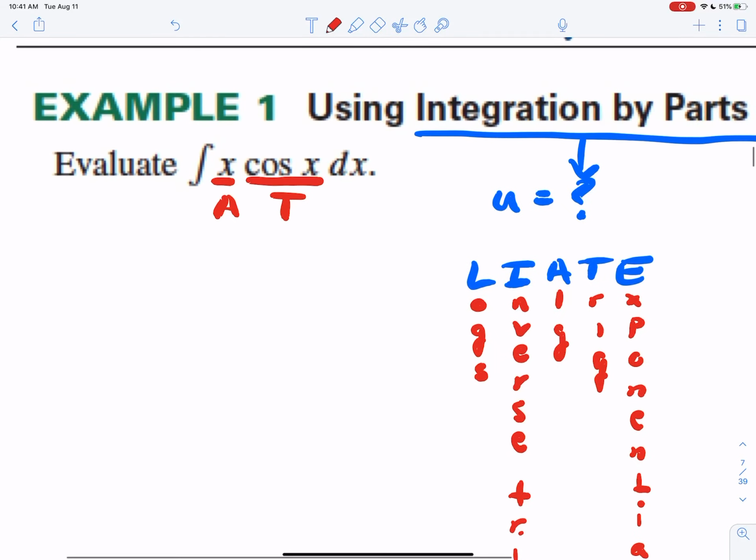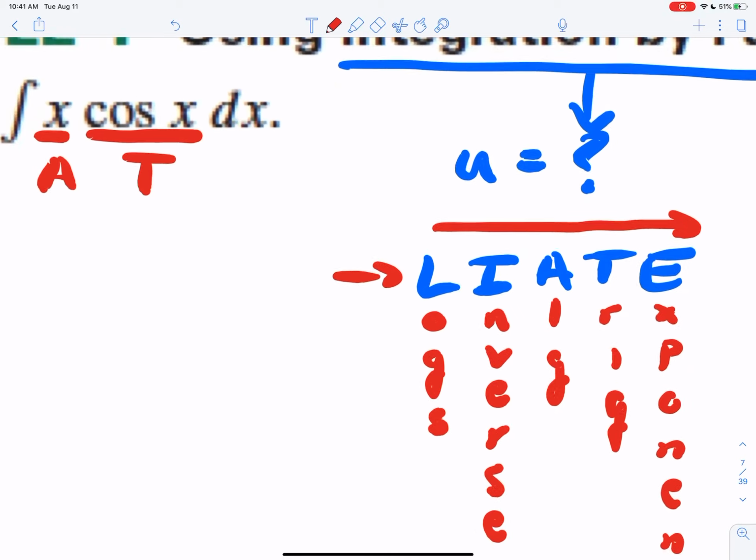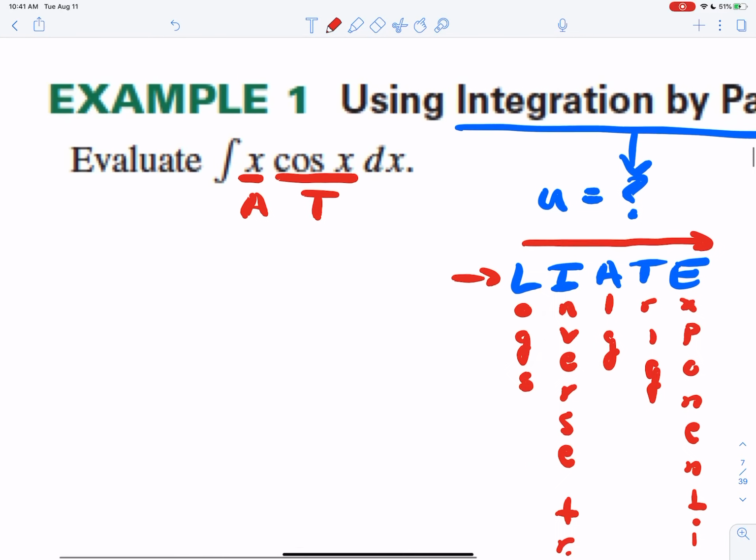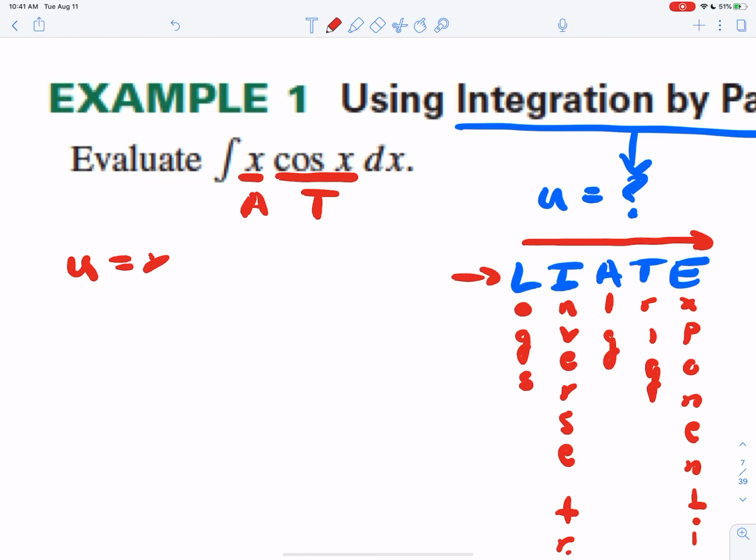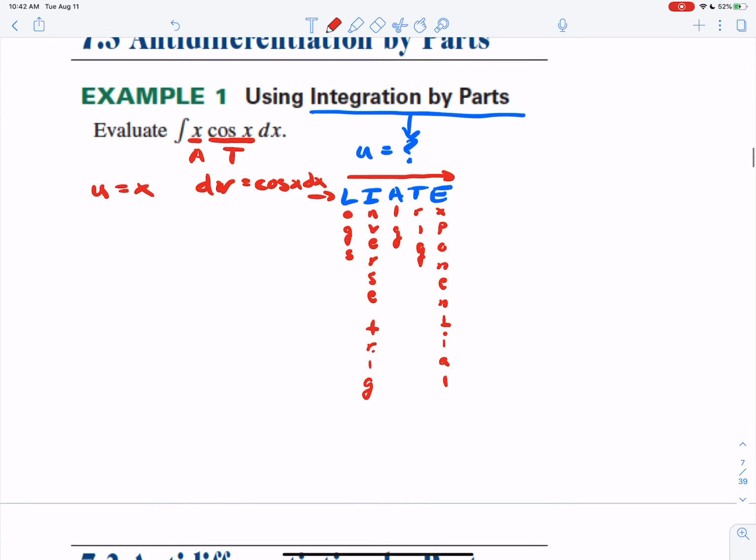So out of A and T, we're going from left to right here, you guys. Out of A and T, we're not looking at the alphabet, but we're looking at the phrase LIATE. Which one appears first, the A or the T? A appears first before the T here, so we know that u will be x, and dv will be cosine x dx. So whatever appears first out of LIATE will be your u. Okay, let's put this into practice.